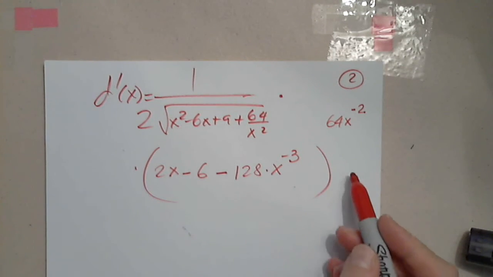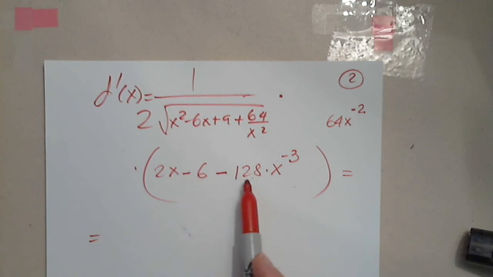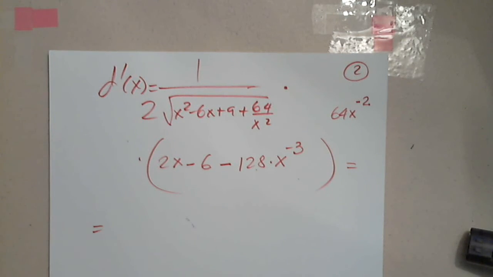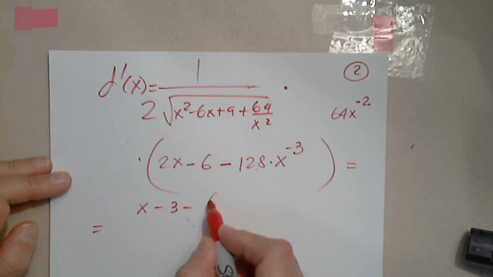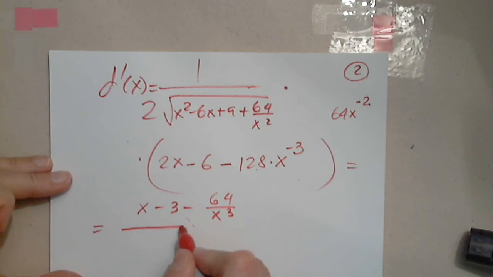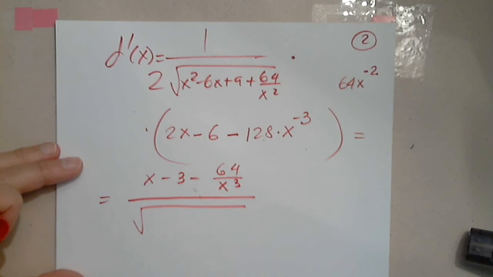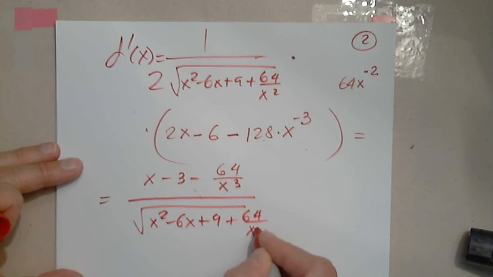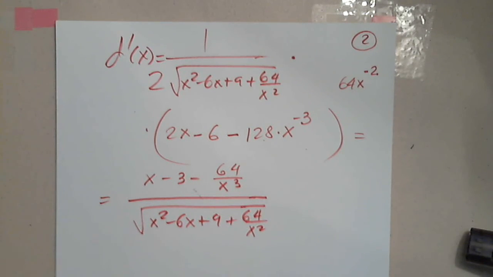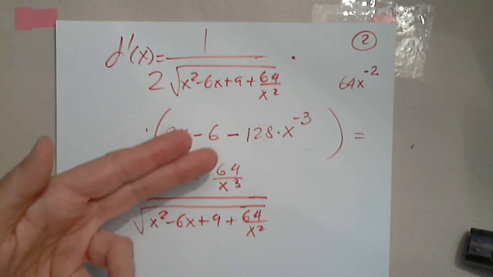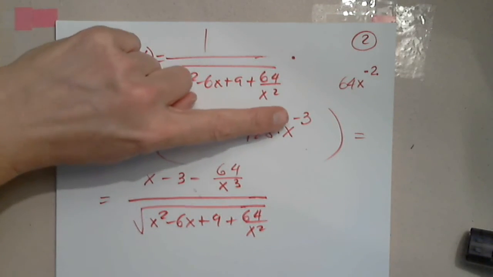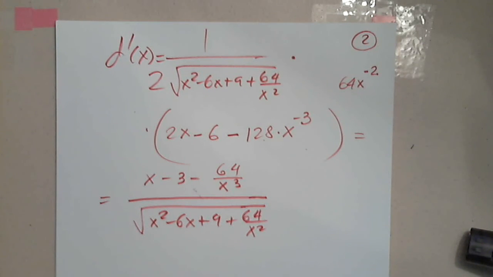At this point, I will try to just rearrange it a little bit, and I see I can factor out a 2 to remove this 2. Not that it's necessary, but it makes it easier. So we have (x minus 3 minus 64 over x cubed) divided by the square root of x squared minus 6x plus 9 plus 64 over x squared. So I factored out a 2 to simplify: 2x divided by 2, 6 divided by 2, and 128 divided by 2 is 64, and then x to the negative 3 goes to the denominator. I don't have to do anything else.